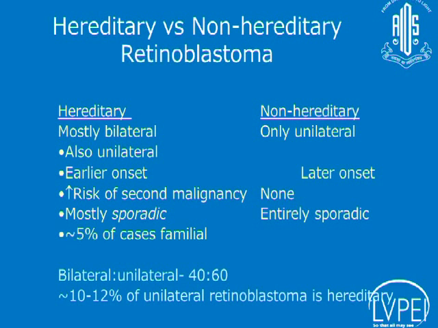So just to summarize, this is mostly bilateral. It can be unilateral. In hereditary retinoblastoma, you have earlier onset and a higher risk of second malignancies.